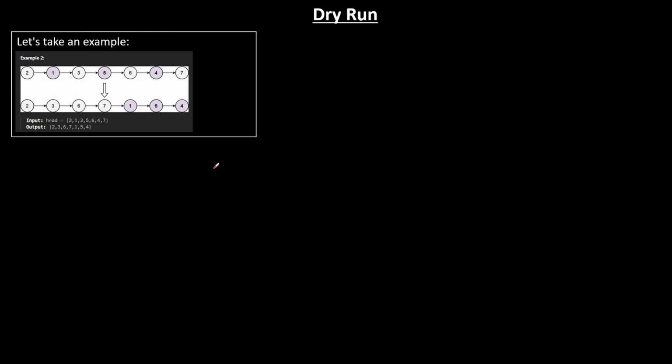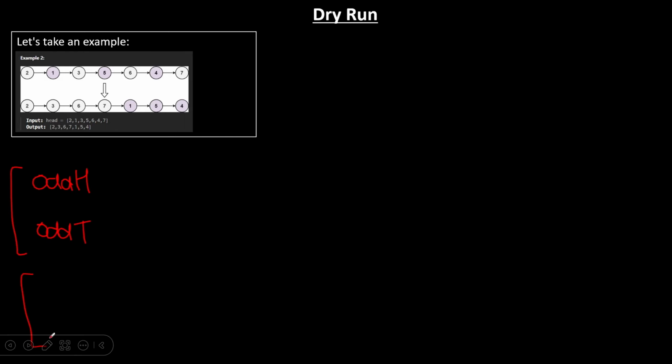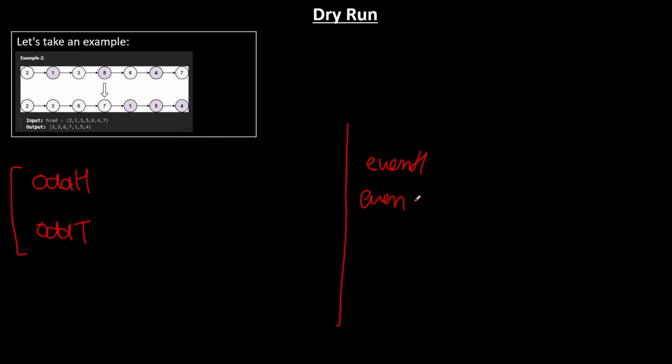Now since we have the understanding of the code, let's look at the dry run of the example. So for the dry run, let me do one thing. Odd, this means odd head, fine. And let it be odd tail, fine. Since it's a shorter example, I will just make a divider here, and even head and even tail. Okay, that's the thing. Fine.